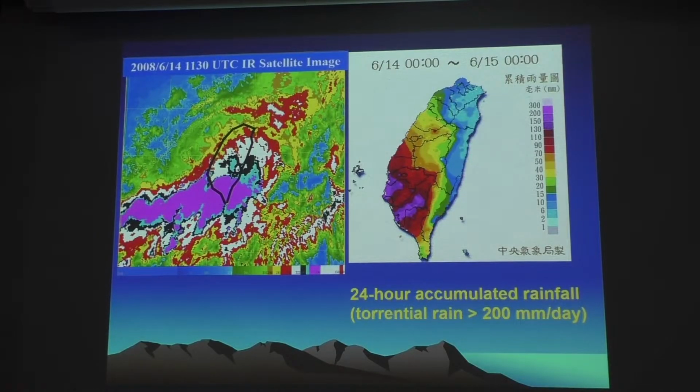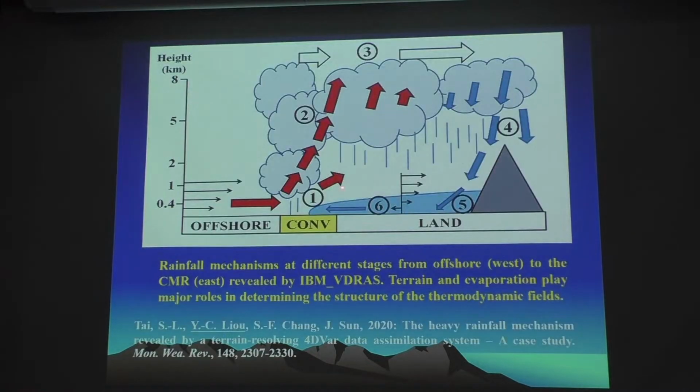Okay, so I already started to use IBM VTRAS to study the rainfall mechanism in Taiwan. For example, this is a case back in 2008. The 24-hour accumulated rainfall is more than 200 millimeters. For this case, the entire rainfall mechanism consists of 6 different stages, from offshore to the central mountain range. The details can be found in this paper published in 2020, and we found that the terrain and the evaporation play a major role in determining the structure of the thermodynamic field.